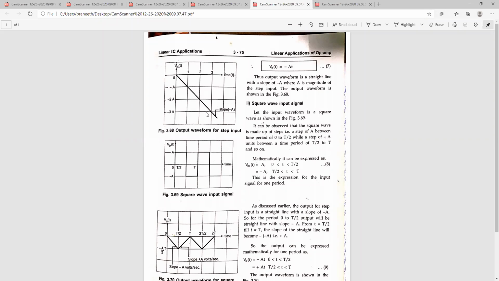What is the output that I am going to get if I apply the step input? What is this? Yes, ramp output, isn't it or not?